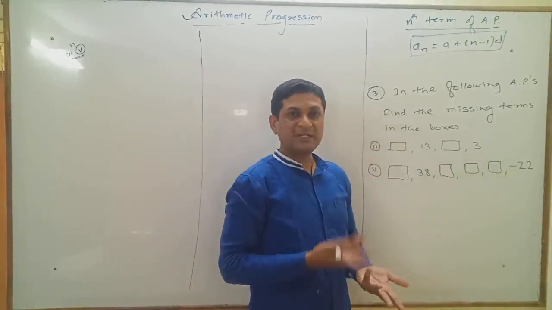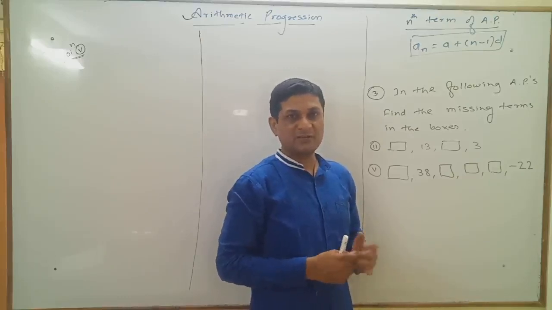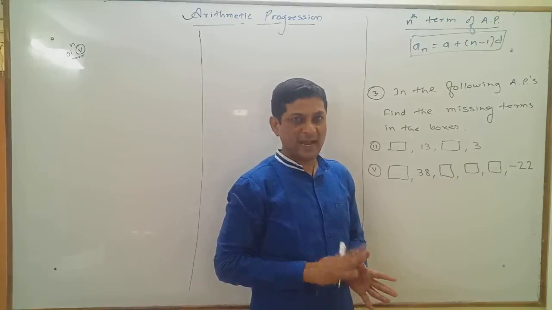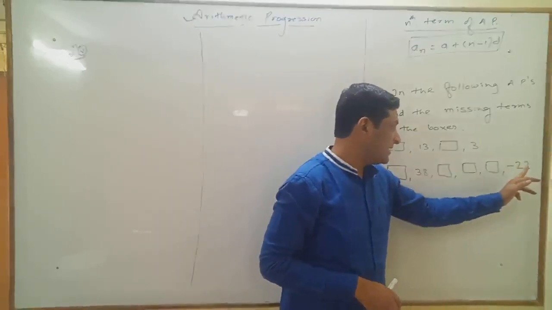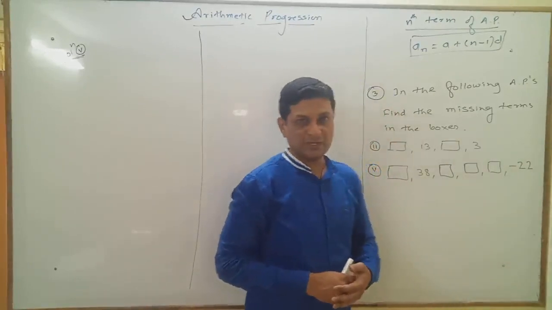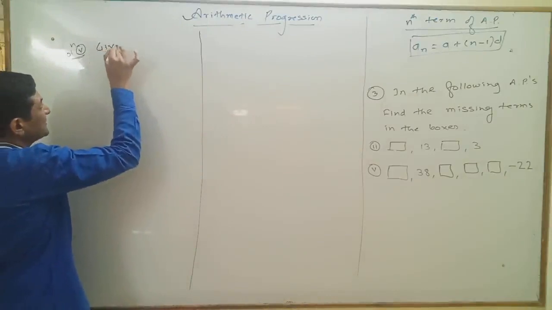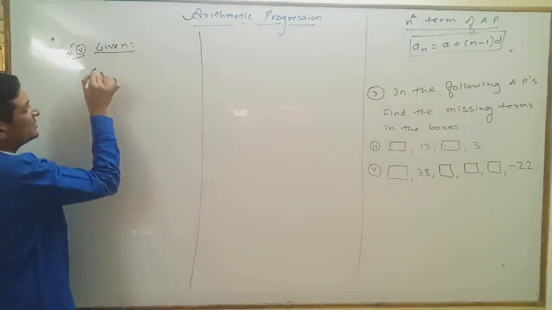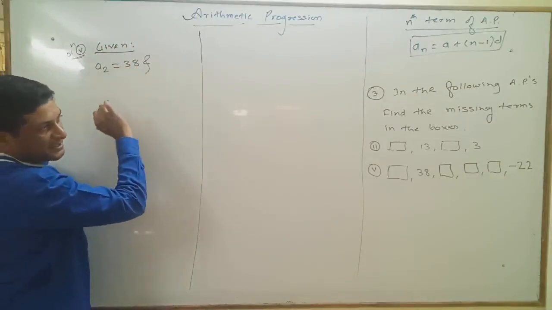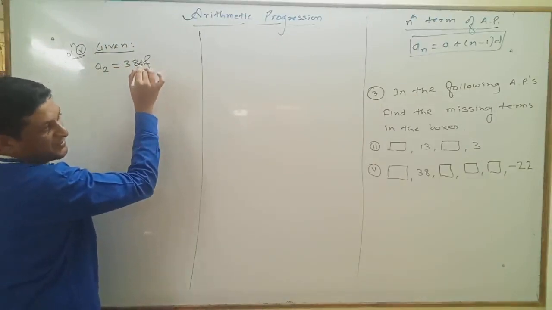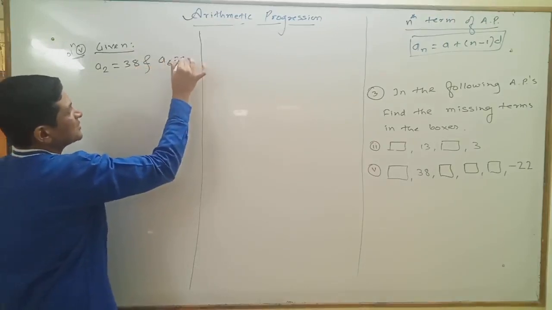Again, as in the last example we have seen, to find out the terms in the arithmetic progression, first we are trying to find out the values of A and D, because here A and D are not given to us. The second term is given and the sixth term is given to us. So here in the fifth example, first write down the given conditions. The first given condition is A2, the second term, equals 38, and the second given condition is the sixth term, A6 equals minus 22.